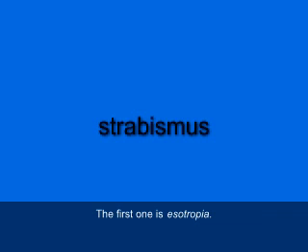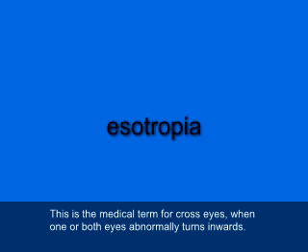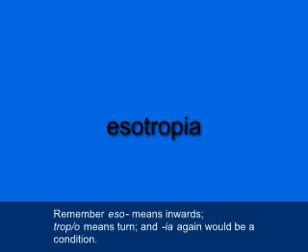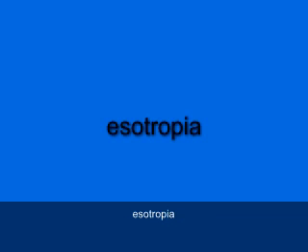The first one is esotropia. And this is the medical term for cross eyes, when one or both eyes abnormally turns inwards. Remember that eso means inwards, tropo means turn, and ia, again, would be a condition. Esotropia.